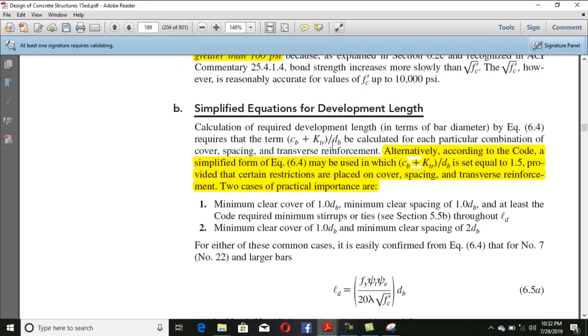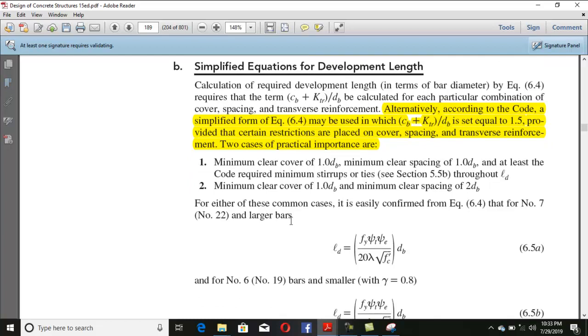What are those simplifications? According to the code, they take (cb + Ktr)/db set equal to 1.5 or equal to 1. Okay, this value equals 1.5. Minimum clear cover is 1 in a, that equals dB. Minimum clear spacing equals dB. And at least the code required minimum stirrups or ties through the length. That is another restriction. The simplification is done on certain basis, not just to make things simple.